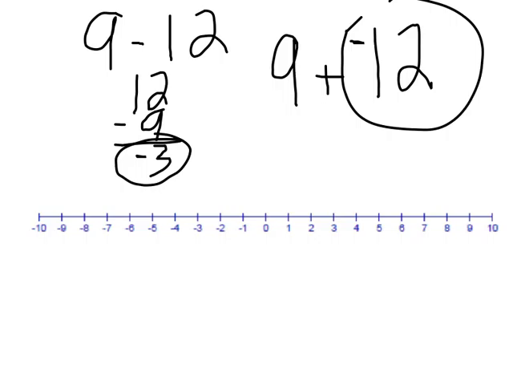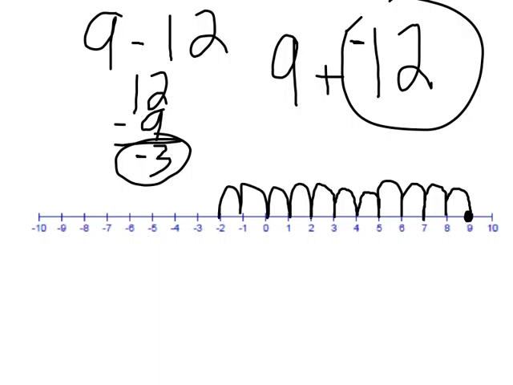Think about it like money. Let's say you have $9 in your bank account. You charge $12 to your credit card. You now owe the bank $3. So let's look at this on a number line. I'm starting at 9, and since I'm adding a negative, I'm going left. So I'm going to go left 12 places. 1, 2, 3, 4, 5, 6, 7, 8, 9, 10, 11, 12, and boom. I'm at -3.